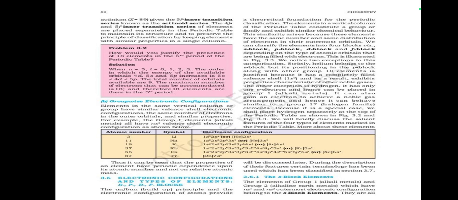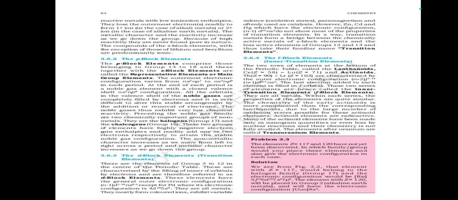We will briefly discuss the salient features of the four types of elements marked in the periodic table. More about these elements will be discussed later, and during the description of their features certain terminology has been used which has been classified in section 3.7. The s block elements: the elements of group 1 alkali metals and group 2 alkaline earth metals, which have ns1 and ns2 outermost electronic configuration, belong to the s block elements. They are reactive metals with low ionization enthalpies.